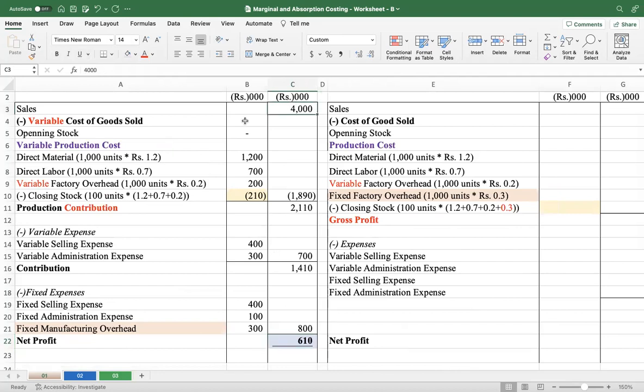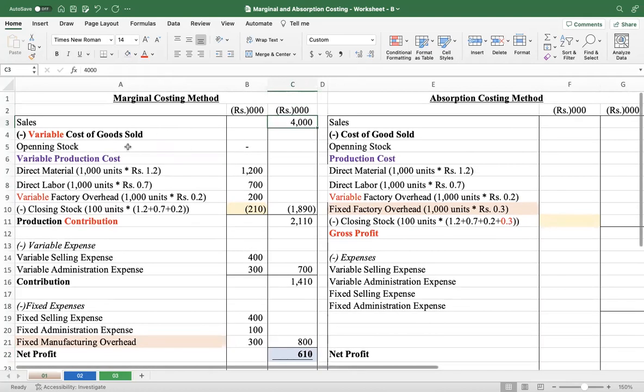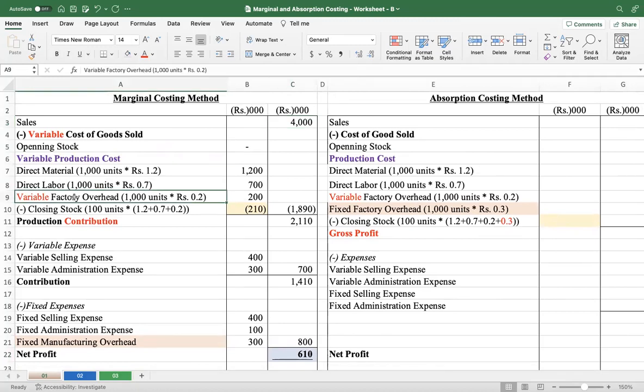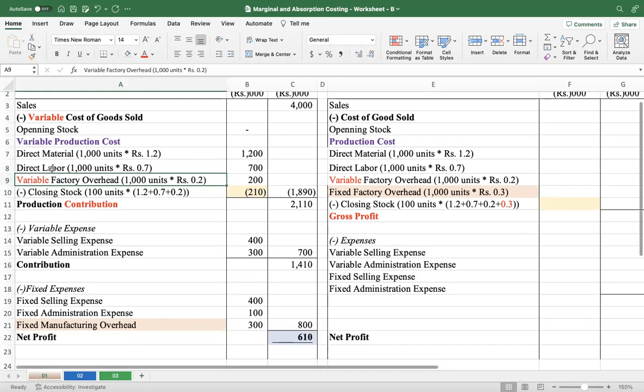Sales were given. Then we needed to deduct the cost of goods sold. But since we are preparing these accounts according to the marginal costing method, we only used variable costs in inventory valuation. When we were finding the value of the closing stock, we used variable costs. Not only that, we didn't deduct any fixed costs here. We didn't use fixed factory overhead here, right? Why is that? Because in marginal costing, first we are supposed to find the contribution.